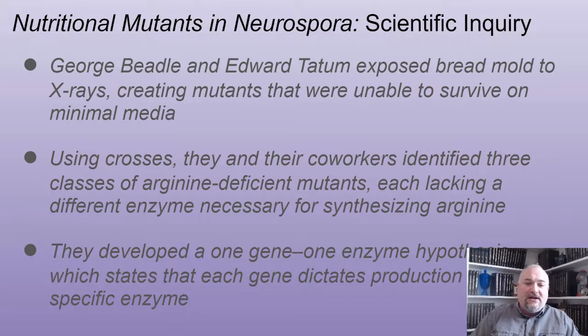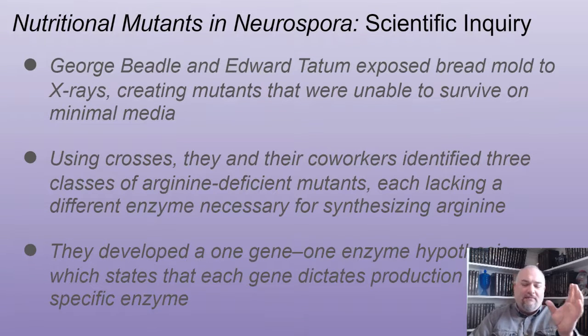Well, George Beadle and Edward Tatum exposed the bread mold to X-rays, and they basically mutated it. They mutated it such that they were unable to survive on different media that were lacking different things. So using crosses, they and their co-workers identified 3 classes of arginine deficient mutants, so ones that don't have arginine, each lacking a different enzyme necessary for the synthesis of arginine.